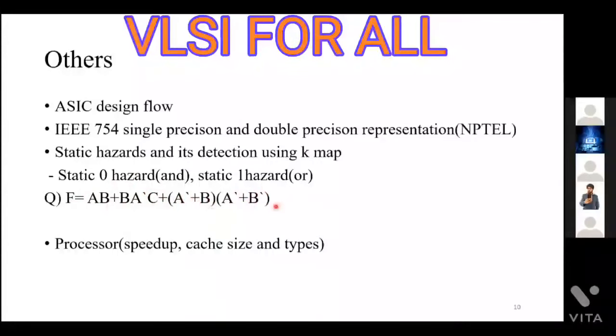Now, to eliminate these hazards in the K-map, you need to map all the adjacent elements. If there are two adjacent elements in the K-map, then the mapping needs to be done. Even if it is not required, you need to do that mapping in order to avoid these static 0 and 1 hazards.